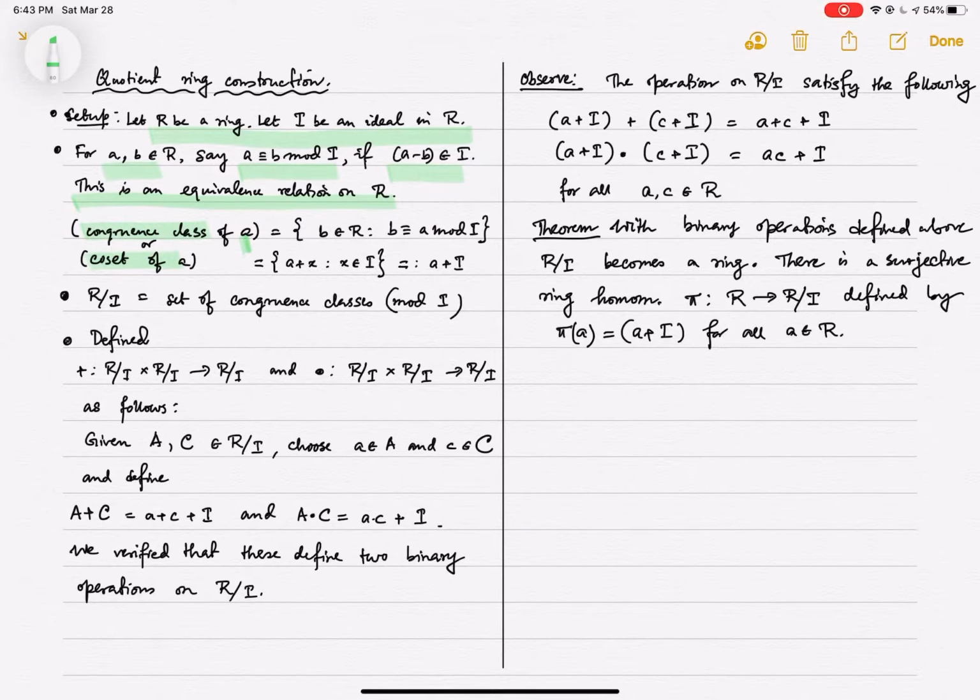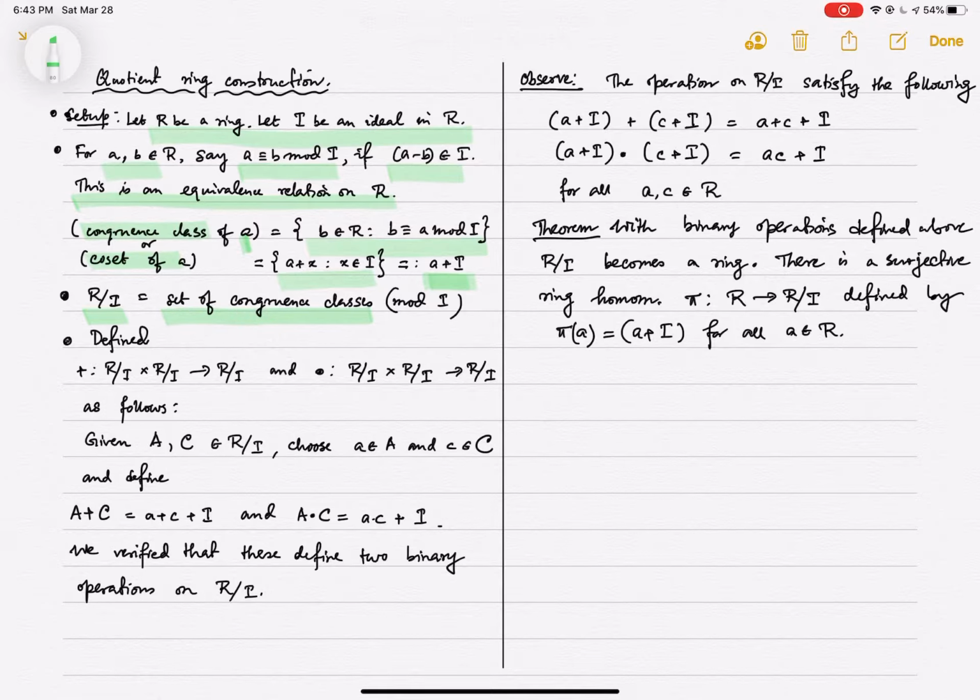By definition, it means all the B's in the ring that are related to A, so all the B's that are congruent to A mod I. The set is equal to all the elements of the form A plus X, where X varies over I, and we denote this set by A plus I. So A plus I is the coset of A, or the congruence class of A. R mod I denotes the set of all these congruence classes, or the set of all these cosets.